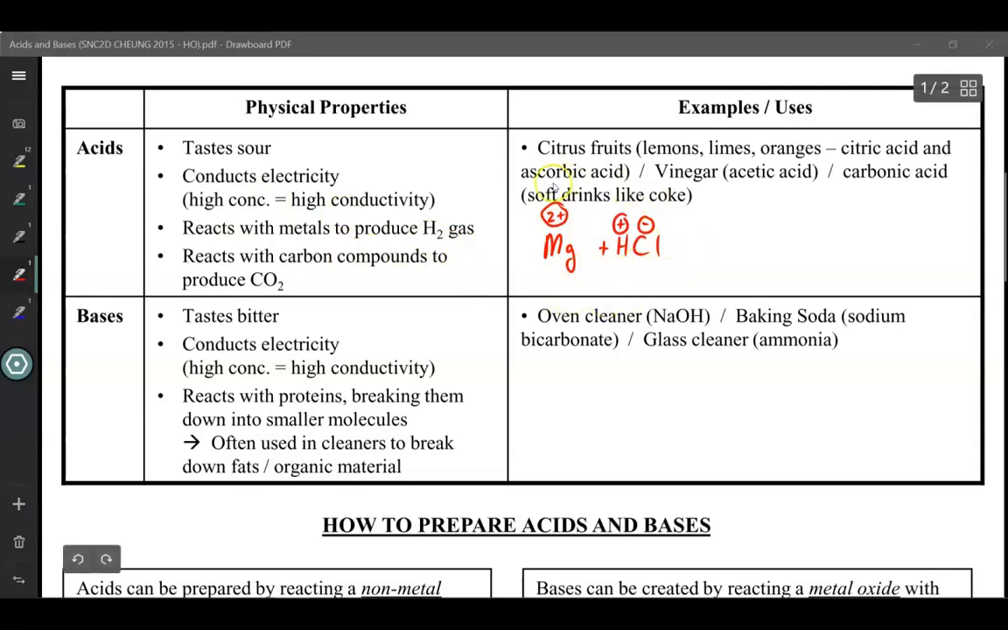Please press pause and try and predict the products of this reaction. When you're ready, press play and we'll take it up.